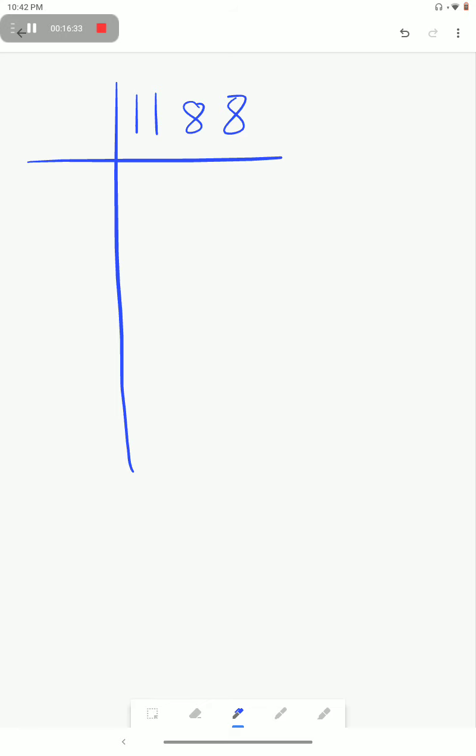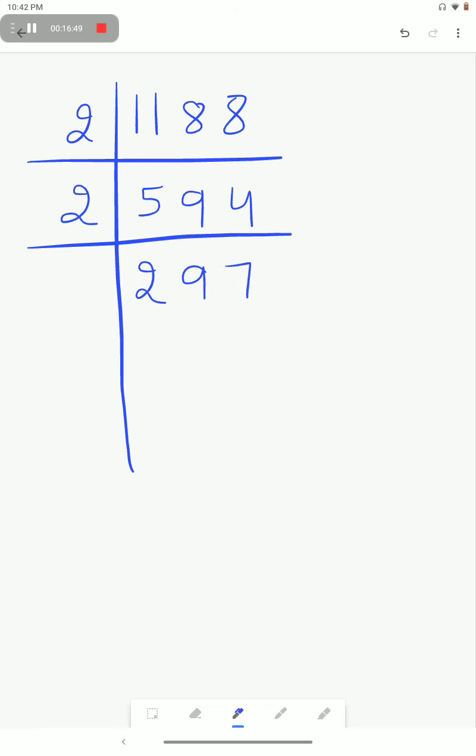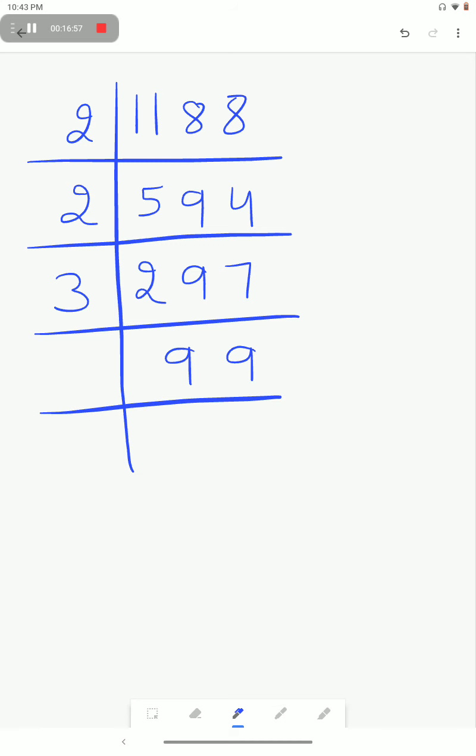Suppose the number is 1188. We have to find by what smallest number we need to divide it. First of all, we will find its prime factors. It will come in the table of 2, as there is 8. Again, it will come in the table of 2. Next, it will come in the table of 3, and again in the table of 3. Again, it will come in the table of 3.